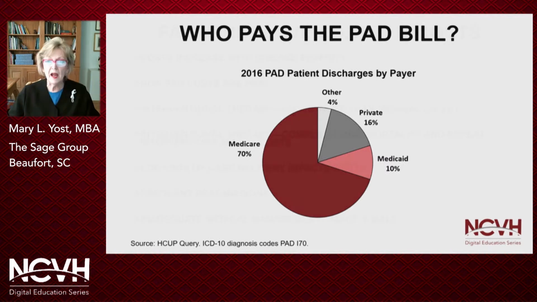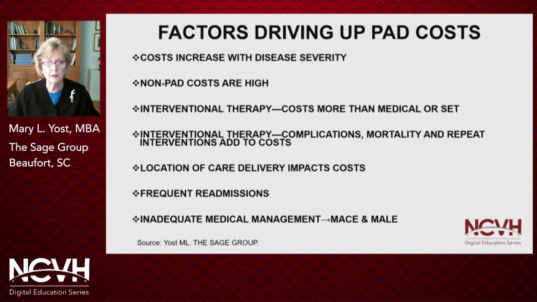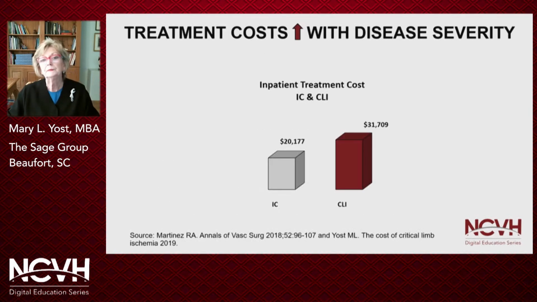Now, there are many factors that drive up the PAD costs. Costs increase with disease severity. Non-PAD costs are high. Interventional therapy costs more than medical therapy or supervised exercise therapy. With interventional therapy, complications, mortality, and repeat interventions add to the costs. The location of care delivery is a factor. Frequent readmissions and inadequate medical management also add to the mix. We'll go through each of these in turn.